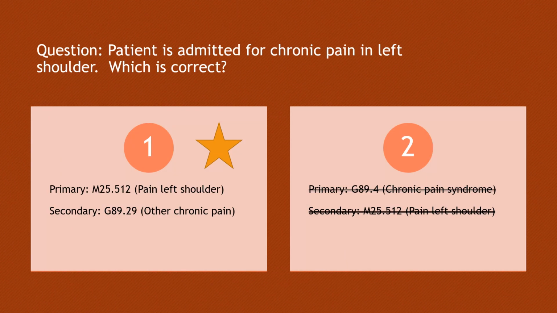The answer is option 1. Pain of the left shoulder is coded as the primary. The G89 code for other chronic pain is listed as the secondary because it provides more detail about the pain of the left shoulder, indicating that it is chronic. As for option 2, we did not choose that because chronic pain syndrome was not explicitly listed in the information that we were provided.